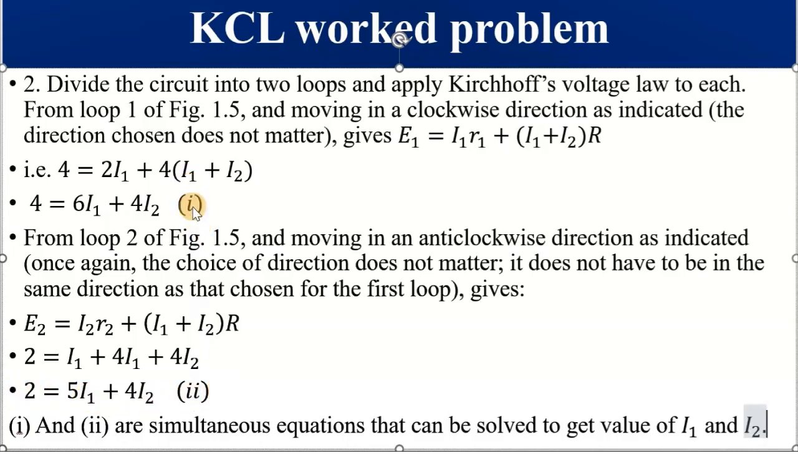So we now have two equations, 1 and 2. And we say 1 and 2 are simultaneous equations that can be solved to give I1 and I2. So we are now going to solve two simultaneous equations so that we get the value of I1 and I2.